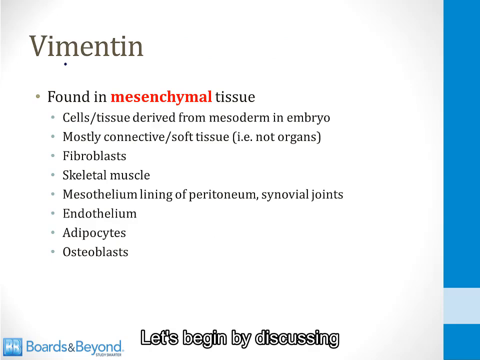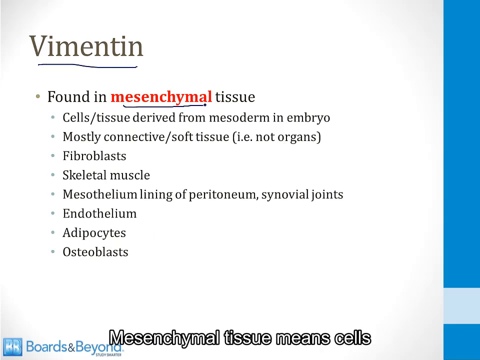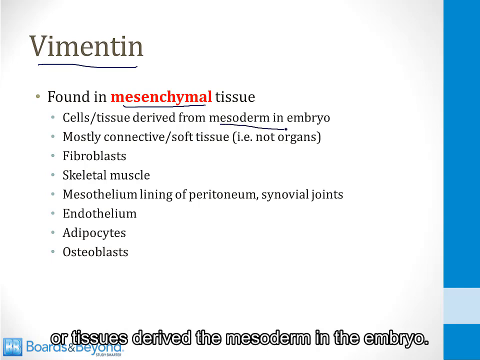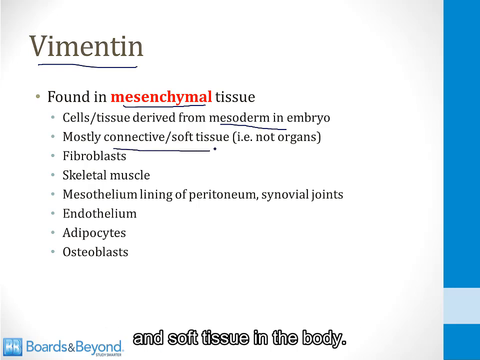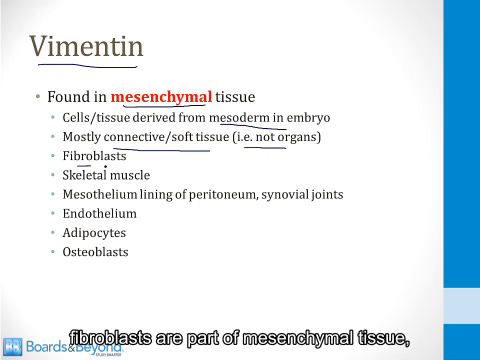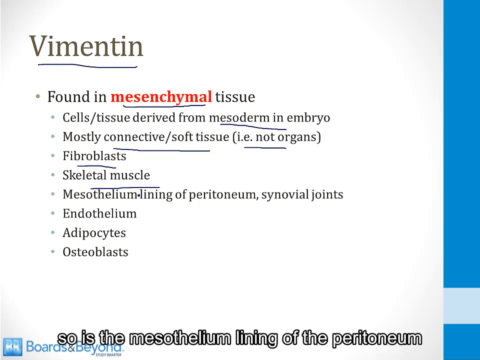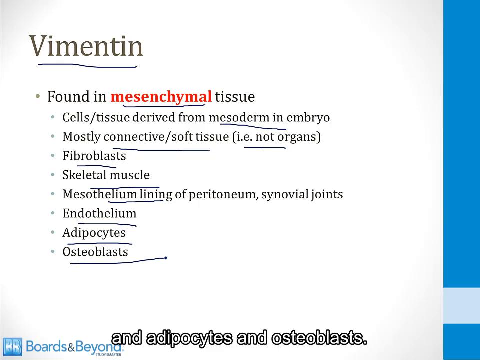Let's begin by discussing the intermediate filament vimentin. Vimentin is found in mesenchymal tissue. Mesenchymal tissue means cells or tissues derived from the mesoderm in the embryo. This includes most of our connective and soft tissue in the body, in other words, structures that are not organs. So for example, fibroblasts are part of mesenchymal tissue, so is skeletal muscle, so is the mesothelium lining of the peritoneum and synovial joints. In addition, mesenchymal tissue includes endothelium and adipocytes and osteoblasts.